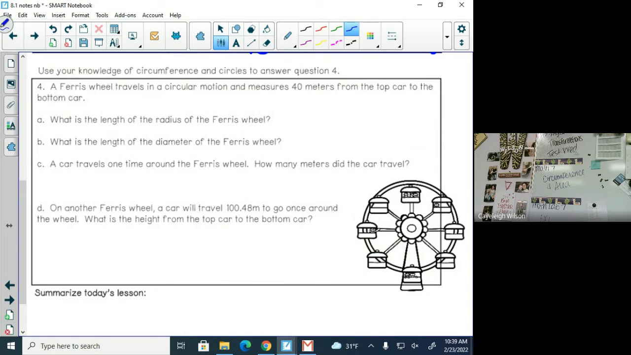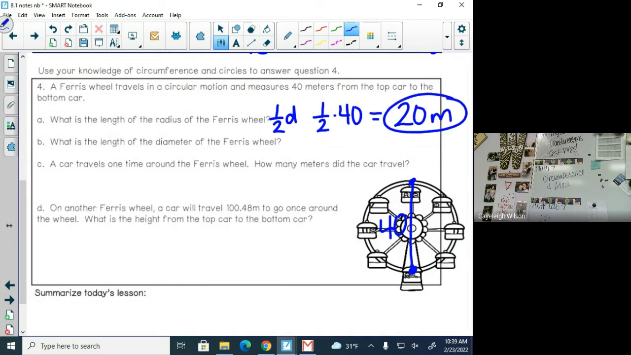So here's the top part, right? Is that the top part? All the way down to the bottom part is 40 meters. Is that the diameter or the radius? That's the diameter all the way across. So part A. Part A says, what is the length of the radius? 20. Because we know that radius is half of the diameter, so half of 40 is 20. So 20 meters is the radius.